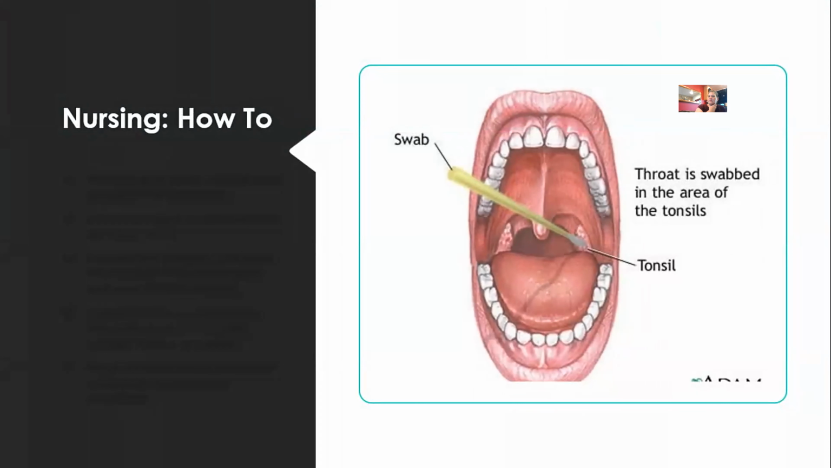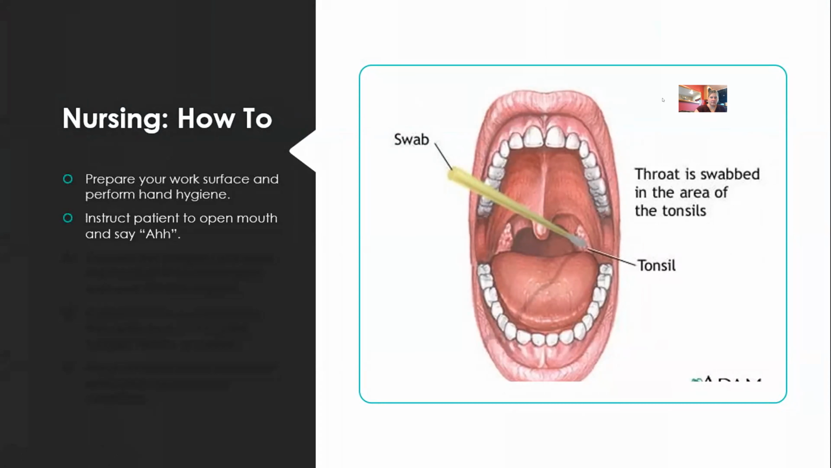So how to collect the actual swab. First, you want to start by setting up your work surface area. Make sure you have the space to do it. Make sure you wash your hands, put your gloves on, all that. Then you want to have the patient open their mouth and have them say "ah." When they say "ah," that's going to naturally depress their tongue a little bit. Then as they're saying "ah," you can use the wooden tongue depressor to further depress their tongue.